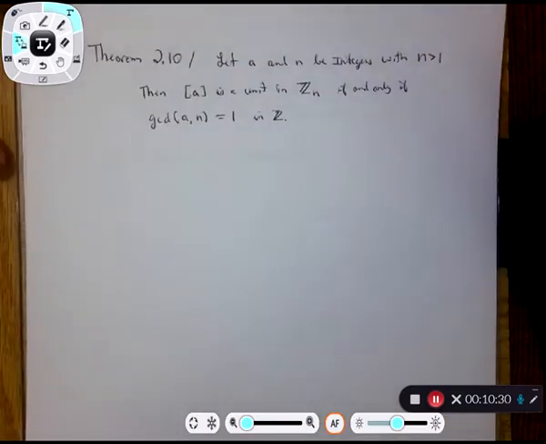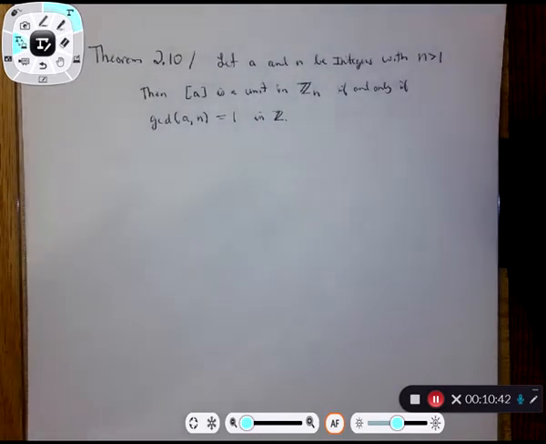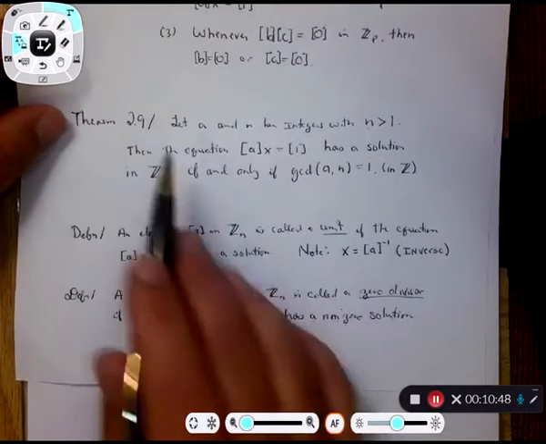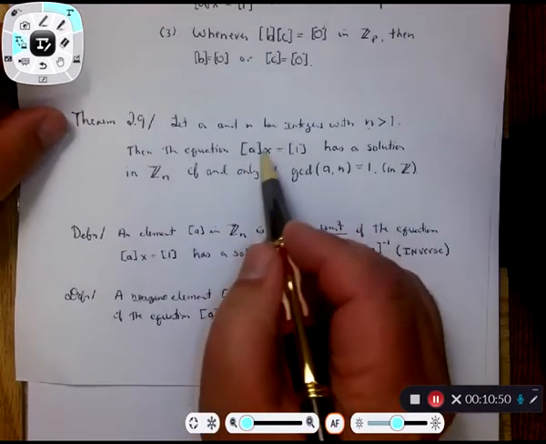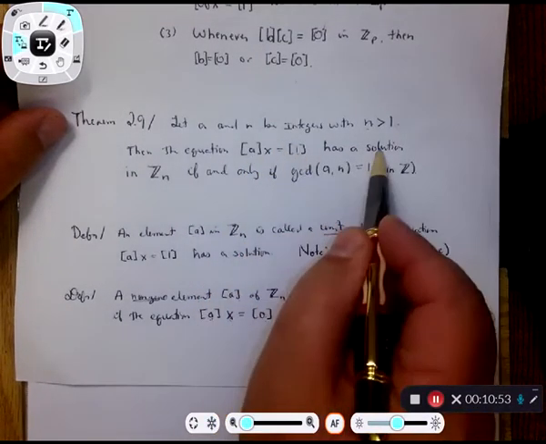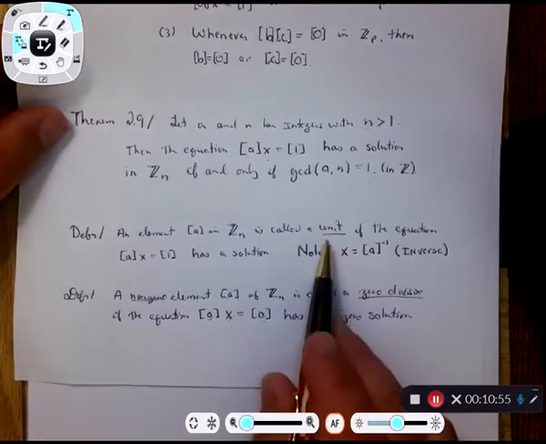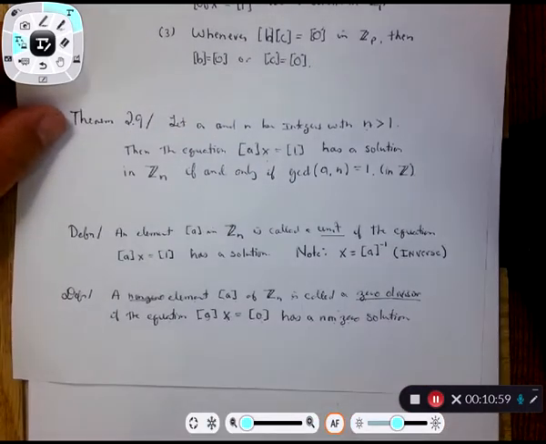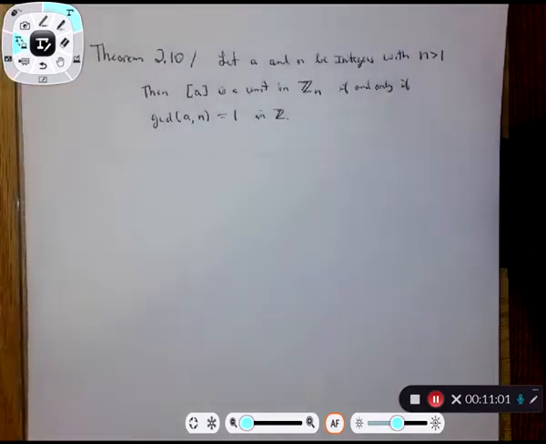So we have another theorem here. Theorem 2.10. And 2.10 again goes back to, and it's just tying the last theorem together, just to remind you of theorem 2.9. It's a restatement of theorem 2.9, but we're going to get rid of this idea of the equation ax equals 1 has a solution. When it has a solution, that solution is called a unit. So they basically just rewrote in your textbook theorem 2.9 using the words.